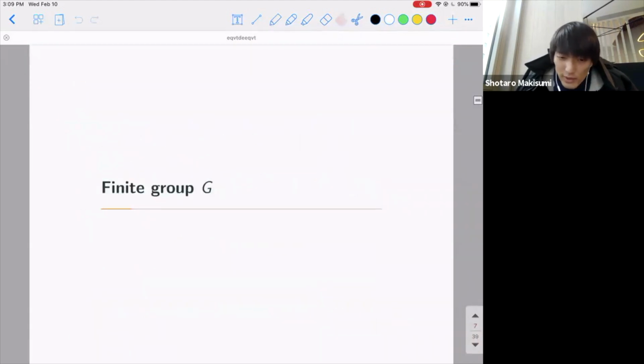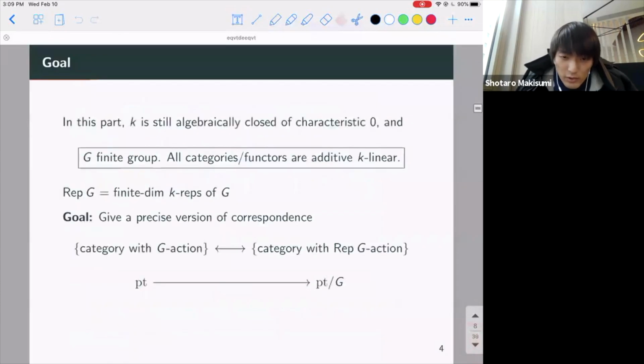Okay, so let's first do the case when G is a finite group. This is very nice and concrete. So I have to change my notation a little bit. I'm going to say now that Rep G is the monoidal category of finite dimensional K representations of G. And so in this case, I want to give a more precise version of this correspondence I mentioned between a category with a G action and a category with a Rep G action.